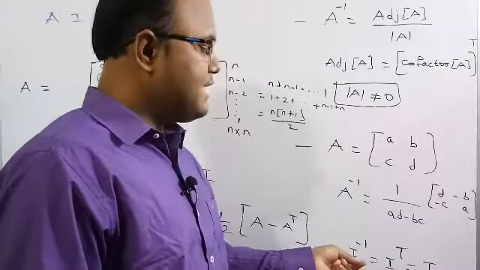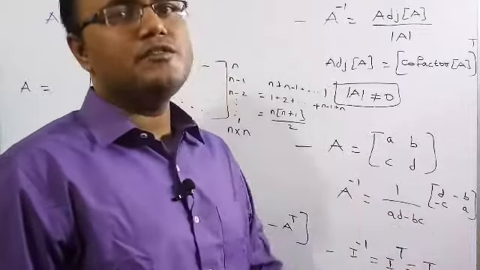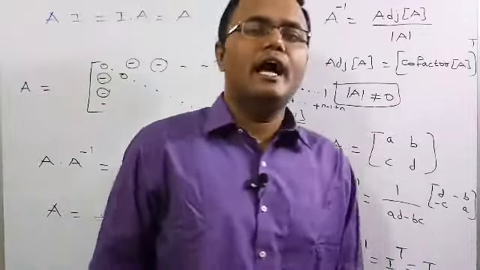Another property is I inverse. If you take the inverse of the identity matrix, or the transpose of the identity matrix, the result will always be an identity matrix.